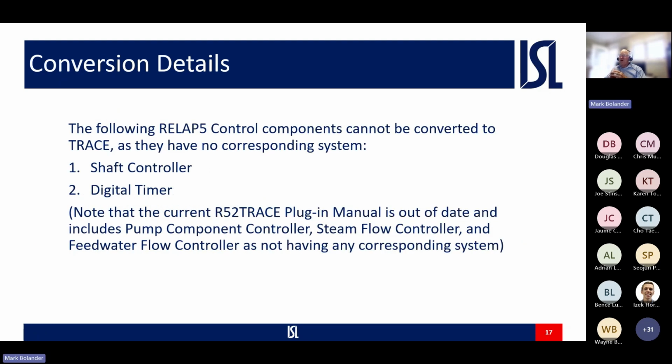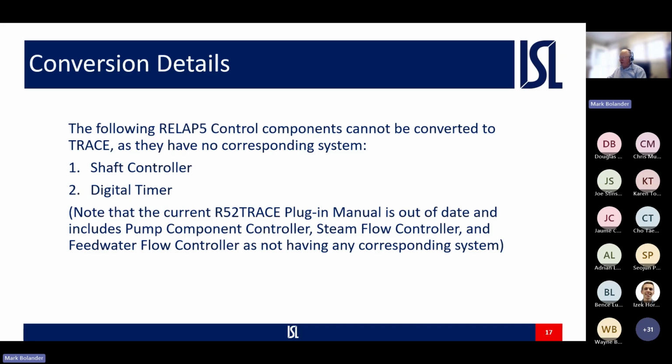We need to note that the following RELAP5 control components can't be converted to TRACE since they have no corresponding system. That's the shaft controller and the digital controller, digital timer. So if you're using those in your model, be wary of that, and you'll have to come up with your own shaft controller and digital timer in your TRACE converted model.